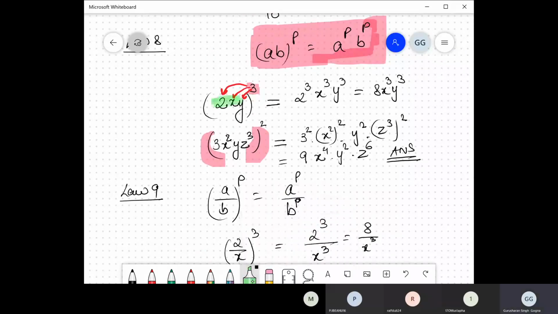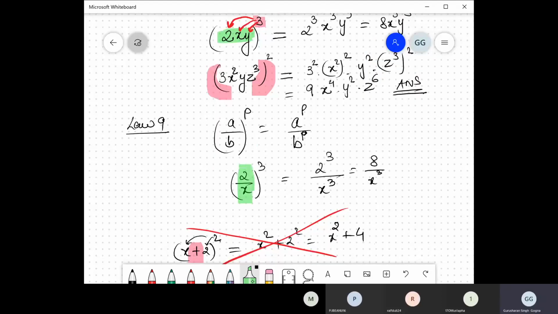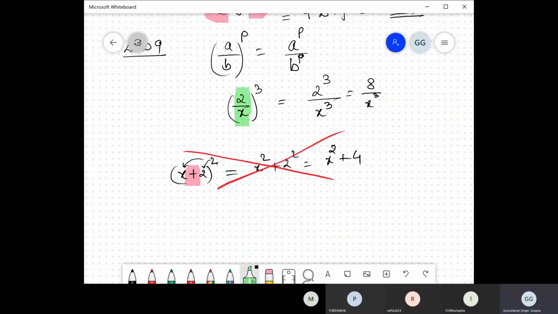in this case, what do you have here? 2xy. What is it? It's 2 multiplied by x multiplied by y. So you can use this law here, and that's why we said 2 cube x cube y cube. Okay, and same in this case, this is division, 2 over x, 2 divided by x. You can use this here as well. But not in case of addition or subtraction. In case of addition, if you have x plus 2 whole square, it means x plus 2 multiplied by x plus 2, and then you can simplify. Okay, so keep in mind that these are two different things.